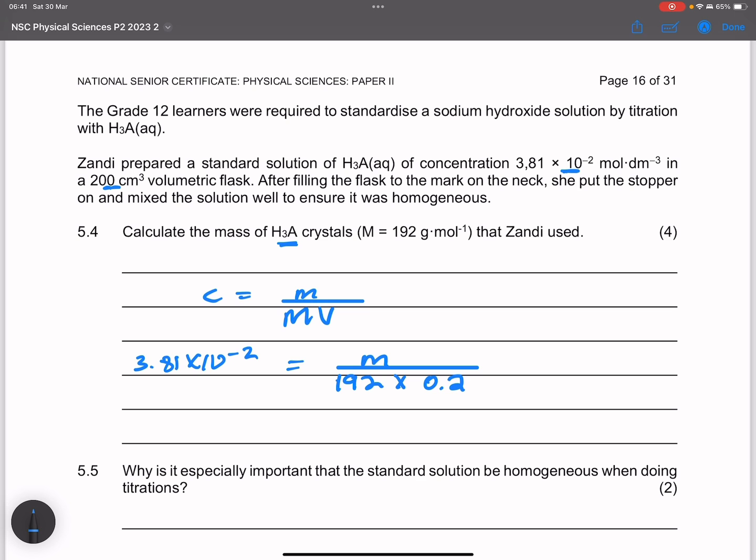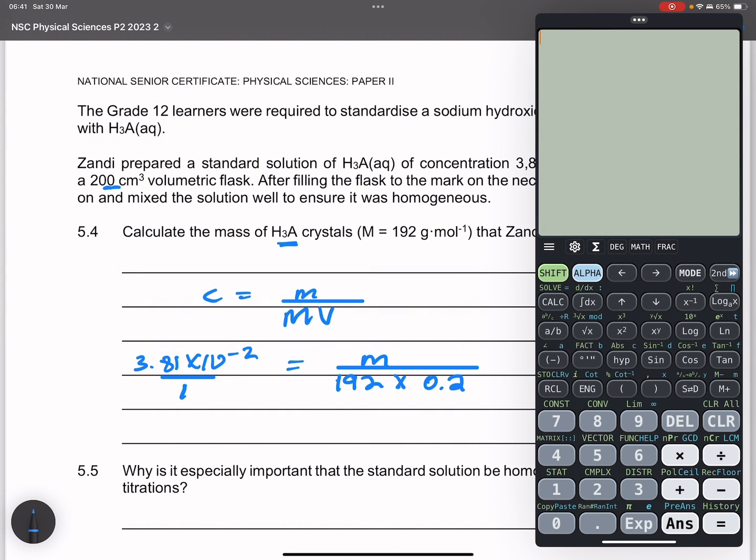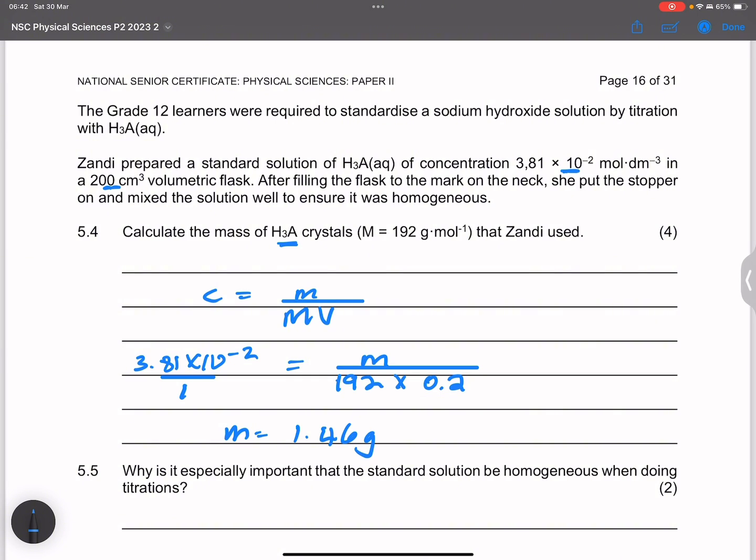So in this case, if I cross multiply, let's make that over 1. We're going to use a calculator: 3.81 exponent negative 2 multiplied by 192 times 0.2. I get 1.46. So my mass will be equal to 1.46 grams. All right, hope that makes sense.